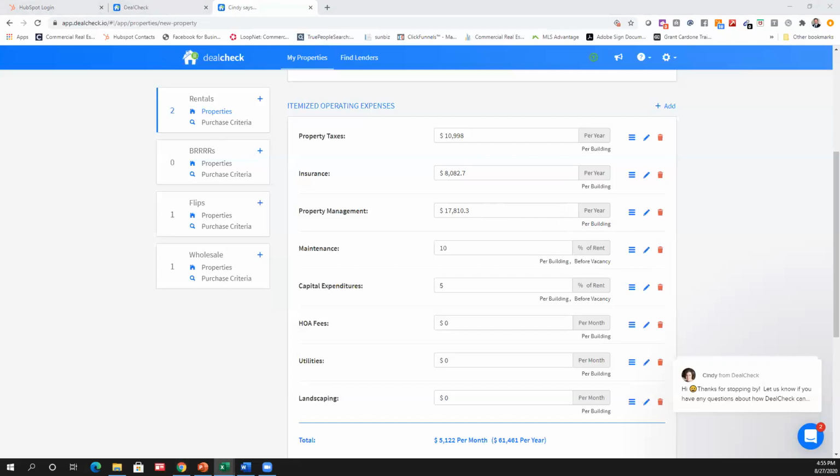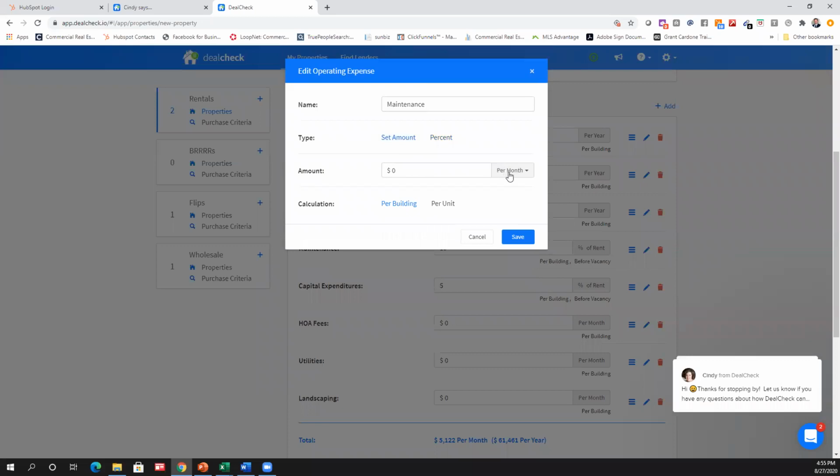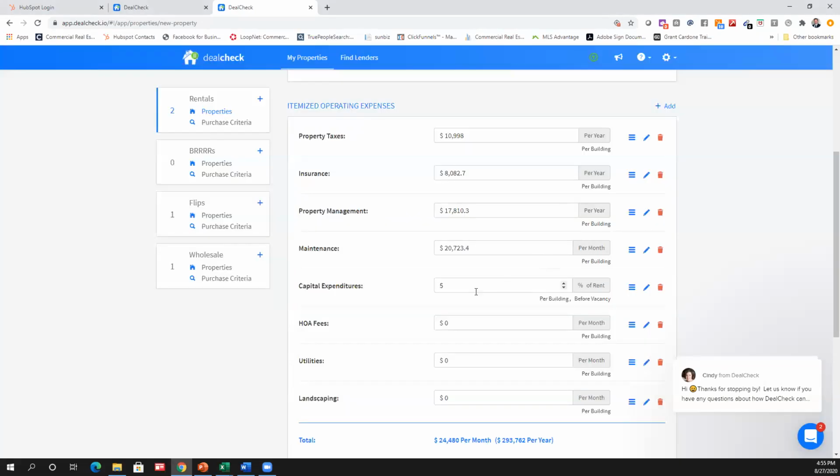And if you see repairs and maintenance, you should do about $250 per unit. That's another good rule of thumb. Repairs and maintenance was 20,000. This was per the year, set amount. Boom. Okay, capital expenditures.